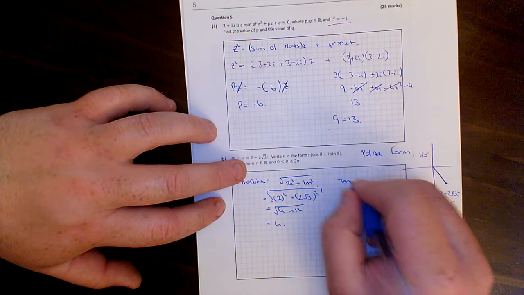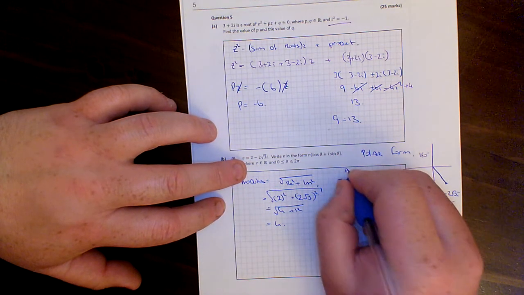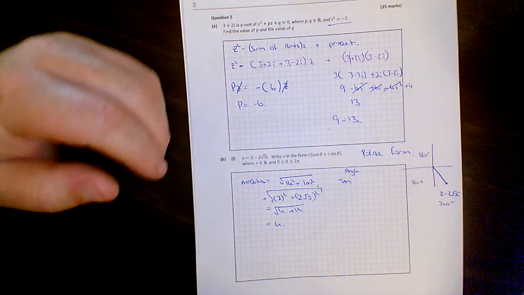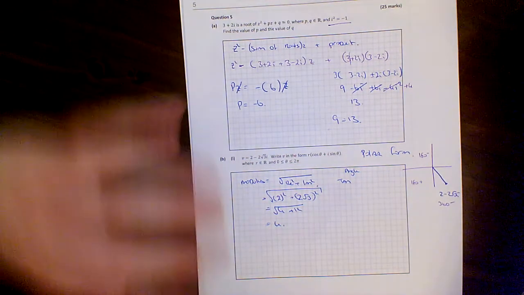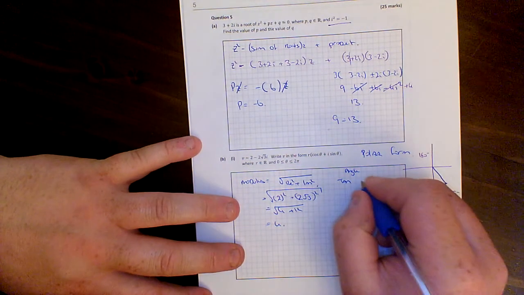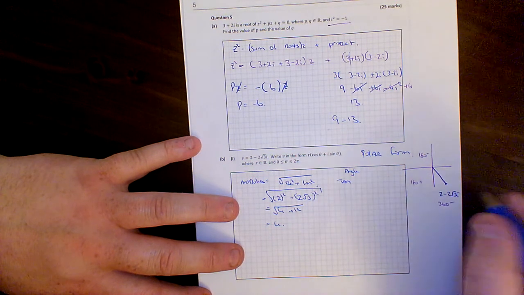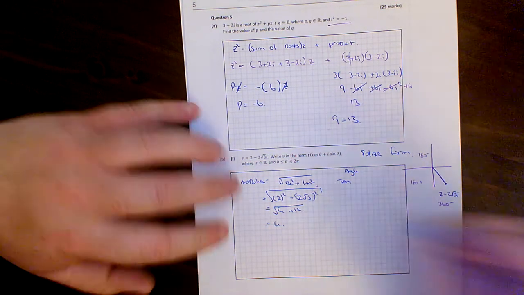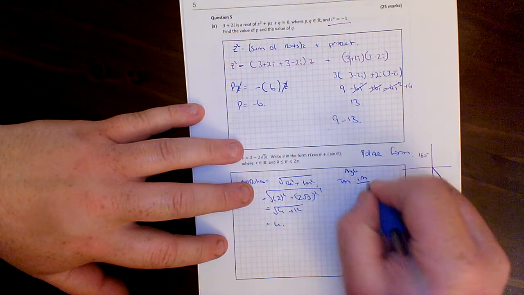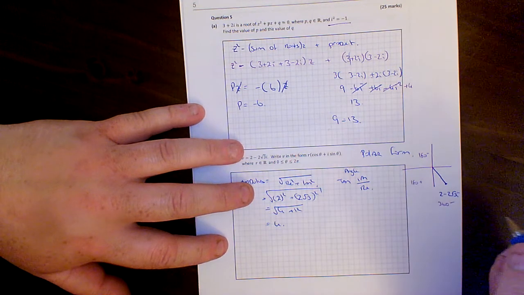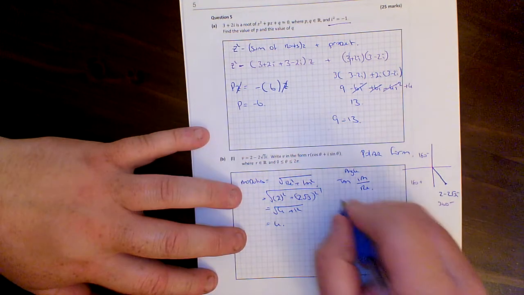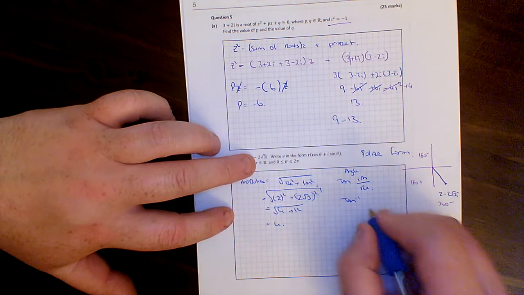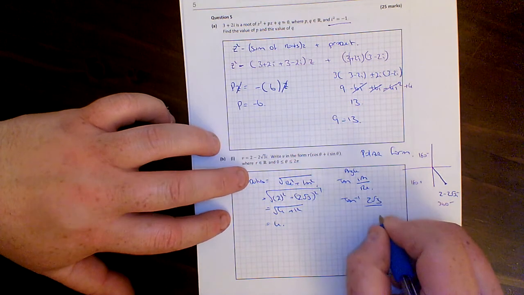The second thing I need to do is work out my angle. Sometimes in the exam papers they call that the argument. Tan of what over what? It's always the j component, the imaginary over the real. Do you put in minuses? No, absolutely not. Tan to the minus 1 of 2 root 3 over 2.